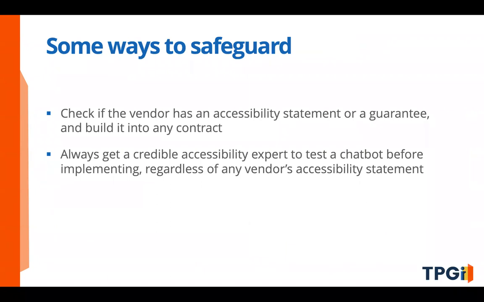So one way you can safeguard this is first, get a credible accessibility expert to test any chatbot solution before you implement it, just so you understand the level of risk that you're taking on. And also check to see if your vendor has an accessibility statement or some type of guarantee, and then build it into the contract. If it is an inaccessible part of your site, it's not going to fully protect you from any risk, but it will give you a better sense of how much risk you'll be exposed to.